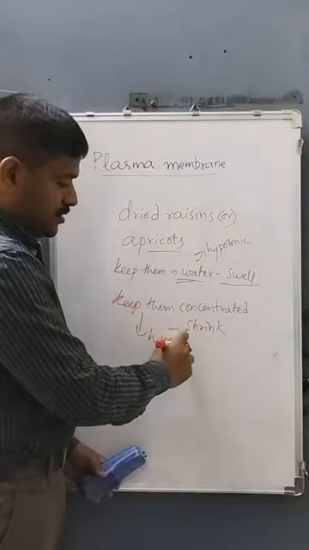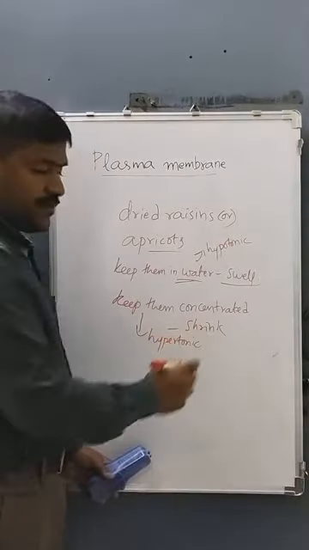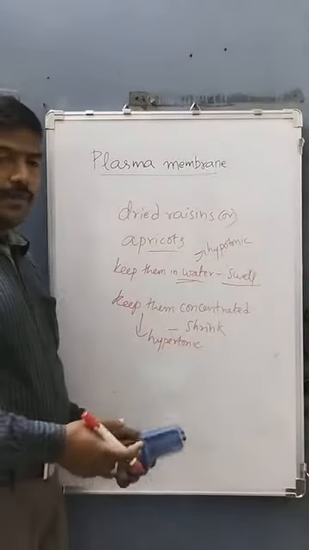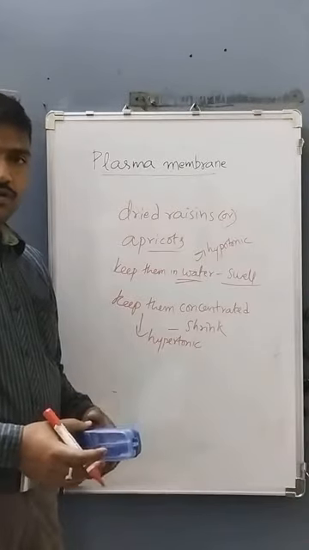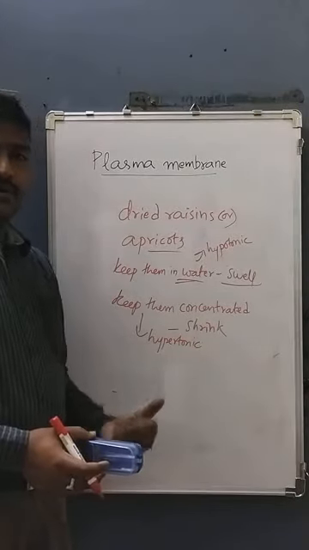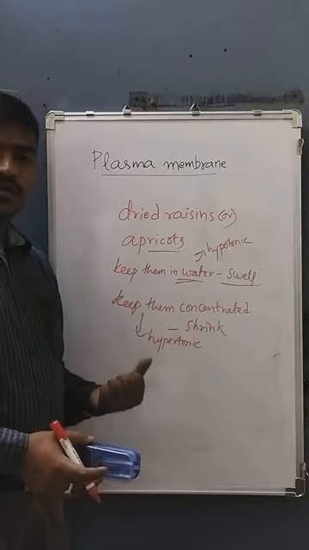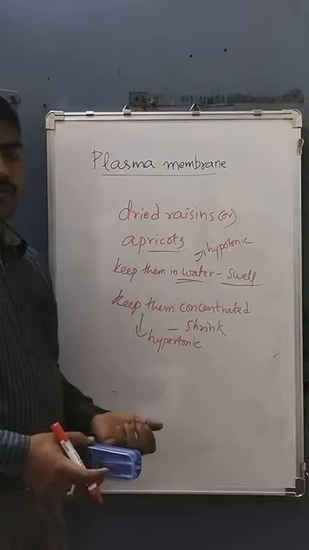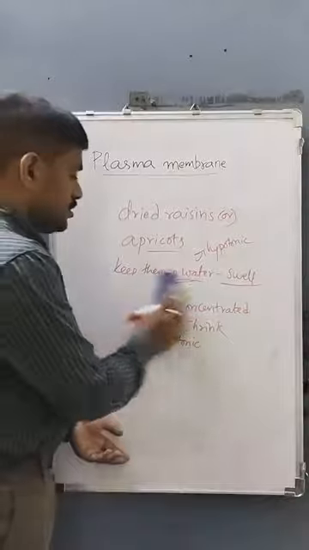Hypertonic. So with this, we can understand that if a cell is placed in hypotonic solution, it will swell due to the gain of water. If a cell is placed in hypertonic solution, it will shrink due to the loss of water. Right?